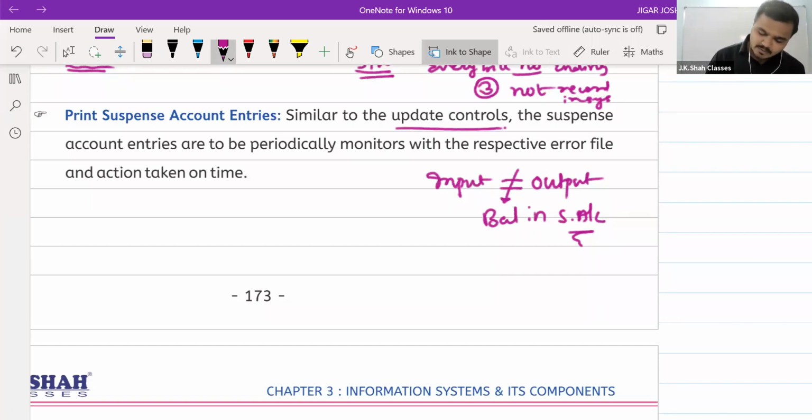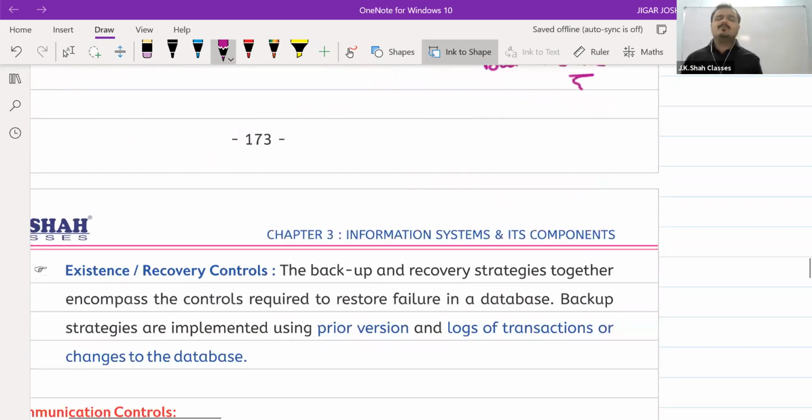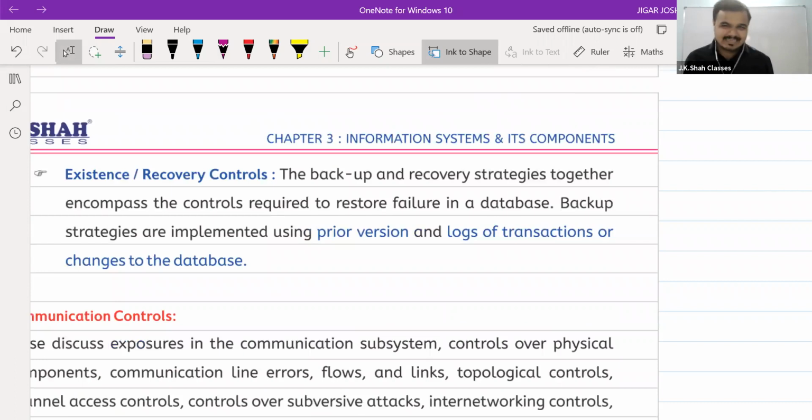Similarly, to update control, the suspense account entries are to be periodically monitored, with respect to the error file and the actions to be taken on time. Where exactly what went wrong has to be identified, and slowly and gradually we will try to recover from that mistake, or we can come out of that mistake.